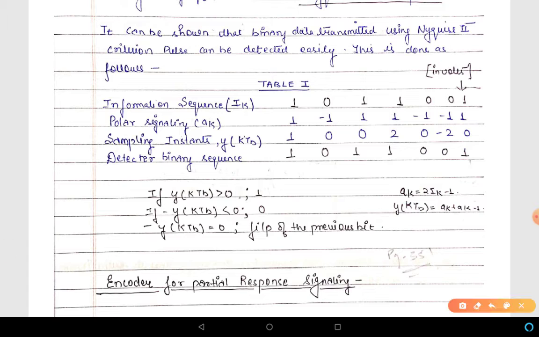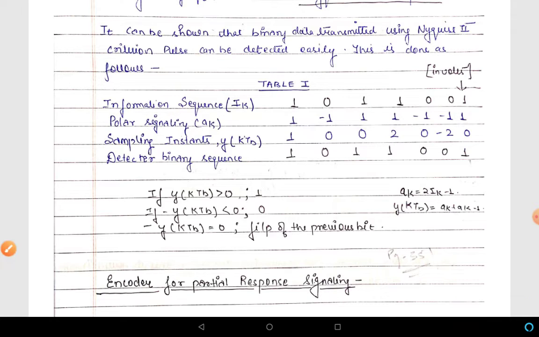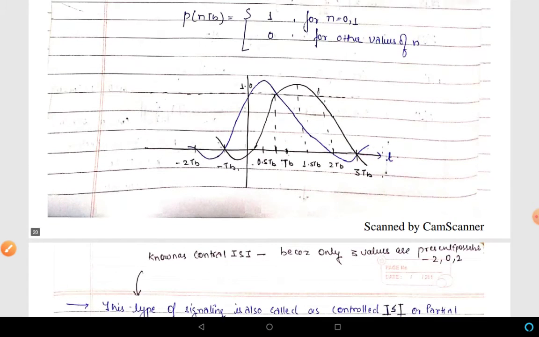If we transmit this particular case using Nyquist second criteria pulse, then we have to keep this diagram in mind, especially at the sampling instants. This is my sampling instant, this is my sampling instant. So in that case, what is going to happen?